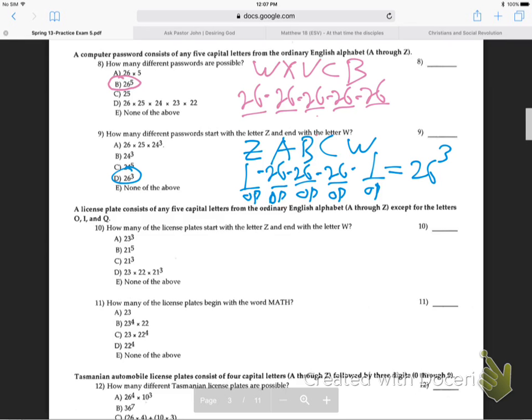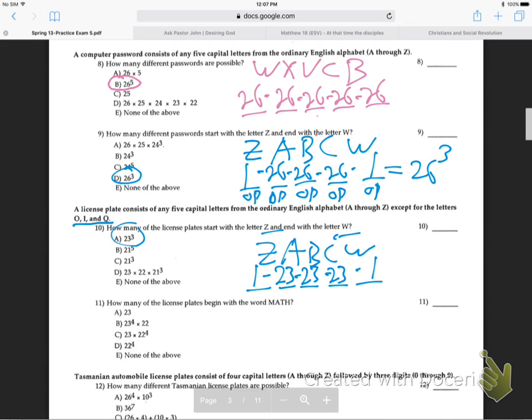Number 10. A license plate, 5 letters except O, I, and Q. We had this as a quiz question. How many start with Z and end with W? That's the same thing: Z, A, B, C, W again. 1 and 1 because you have to start with Z and end with W. The only difference this time is you can't have O, I, and Q. So those 3 options are out. Instead of 26 options, I only have 23 letters I can use. So it's 23 to the 3rd. That was a previous quiz question. Easy for you.